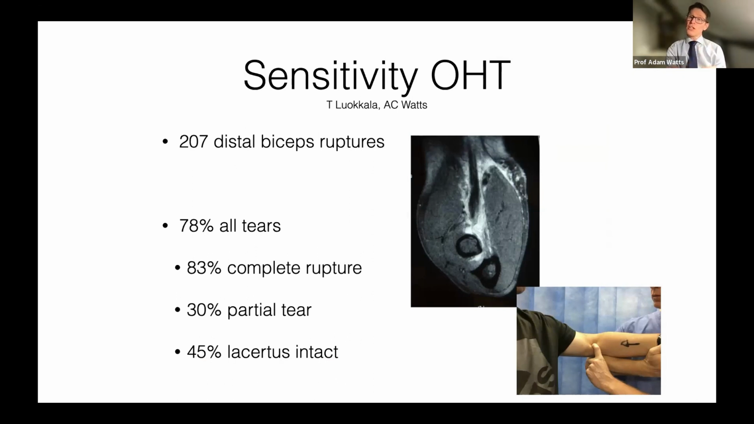That's because the tendon doesn't always fully retract. If the lacertus remains intact, then you will still be able to hook something. It might feel different to the contralateral side, so it's always useful to compare contralaterally, but be aware that the O'Driscoll's hook test may miss some tears.